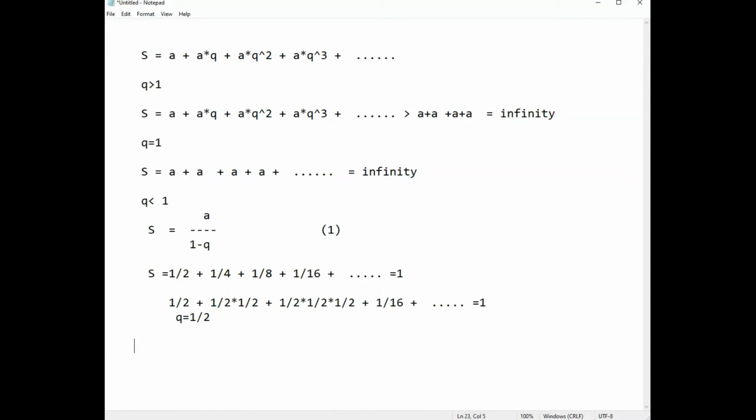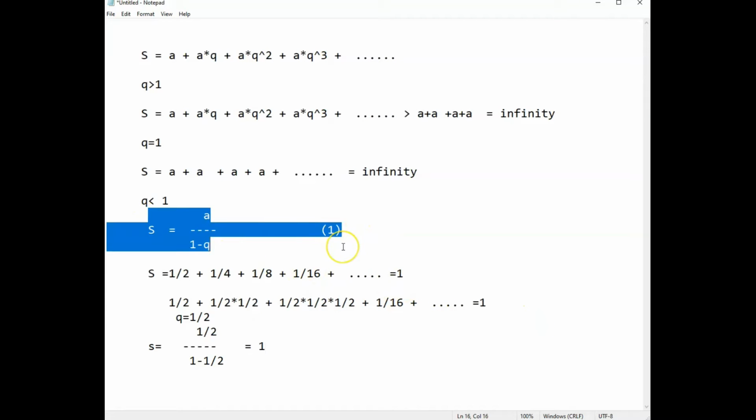If we apply formula 1, then we will have S equals, the A is a half and Q is a half, over 1 minus a half. So eventually we got 1. Then we just got 1. And so this is the formula we can apply.